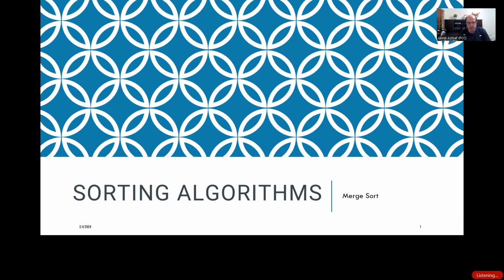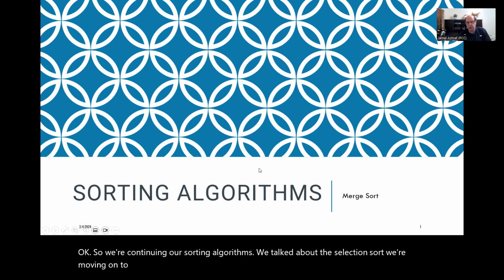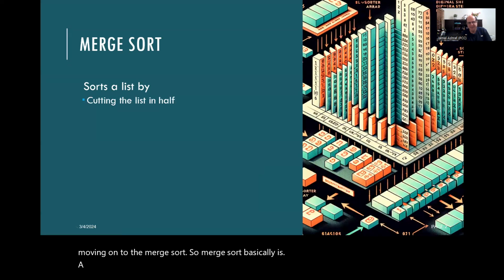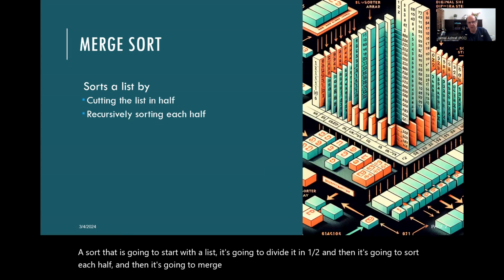Okay, so we're continuing our sorting algorithms. We talked about the selection sort. We're moving on to the merge sort. So merge sort basically is a sort that is going to start with a list. It's going to divide it in half, and then it's going to sort each half, and then it's going to merge them together. But we're going to do this recursively.